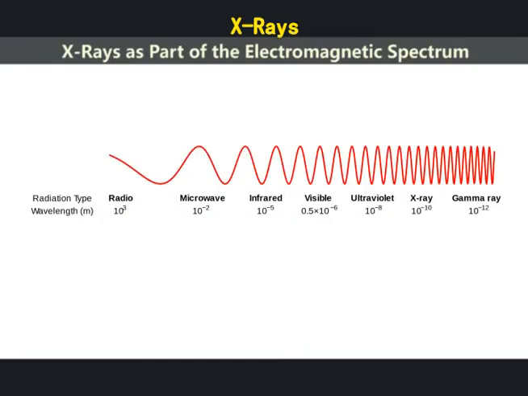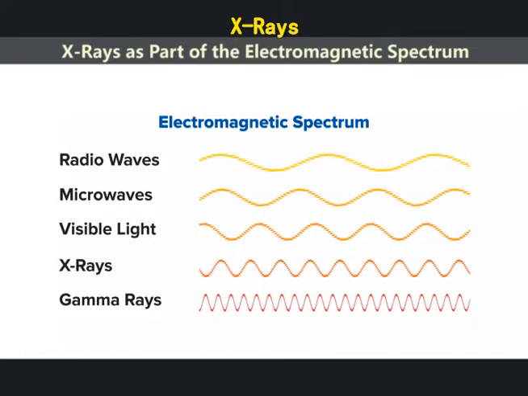X-rays are electromagnetic waves of very short wavelength, of the order 10 to the power -11 meters. In fact, electromagnetic waves in the range of 10 to the power -11 to 10 to the power -14 meters are considered as X-rays. This range overlaps with the UV at the upper end and the gamma rays at the lower end.